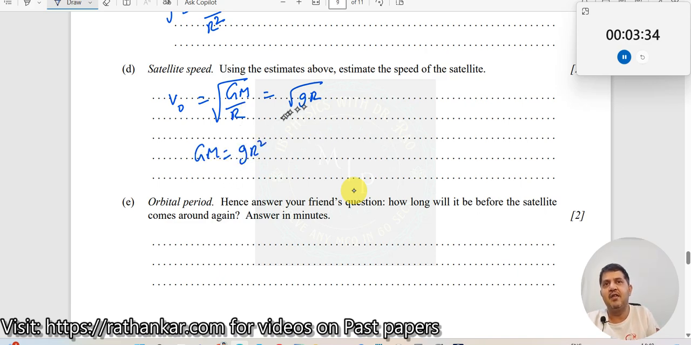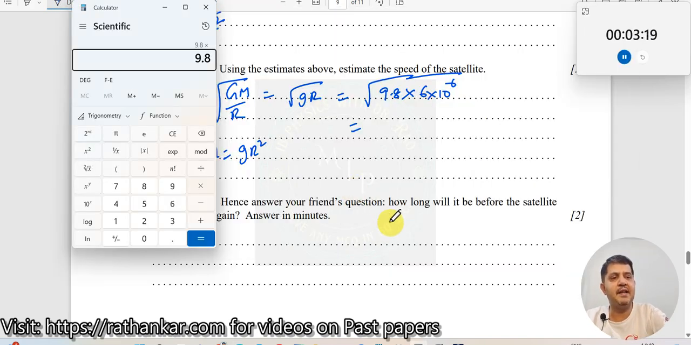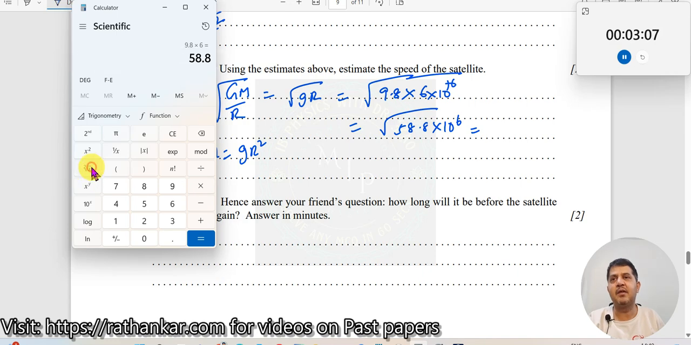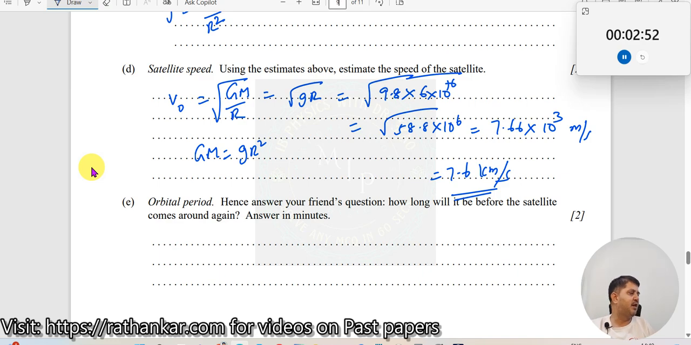When I substitute this, I get root of g r, which should be the square root of 9.8 multiplied by, what is the distance we have taken? We have taken something like 6 into 10 to the power of 6. So let me do this to get the correct answer. 9.8 times 6 is equal to 58.8, so root of 58.8 into 10 to the power of 6. Take the square root of that. The square root of 58.8 will be 7.66, and 10 to the power of 6 whole half is nothing but 10 cube. So in meters per second, this is nearly 7.6 kilometers per second. This should be your satellite's orbital speed.